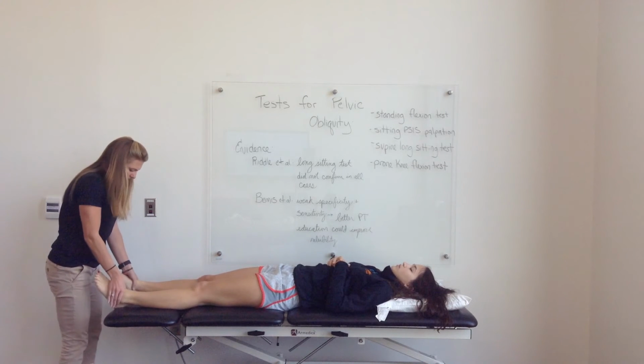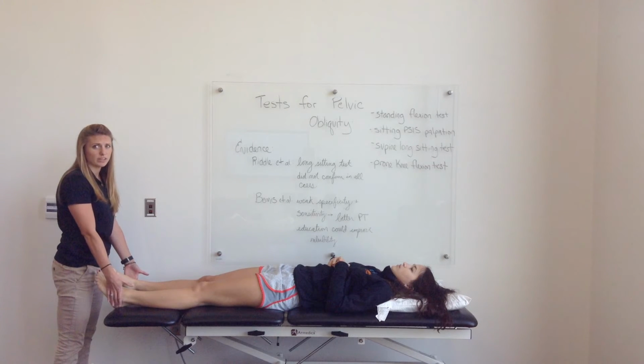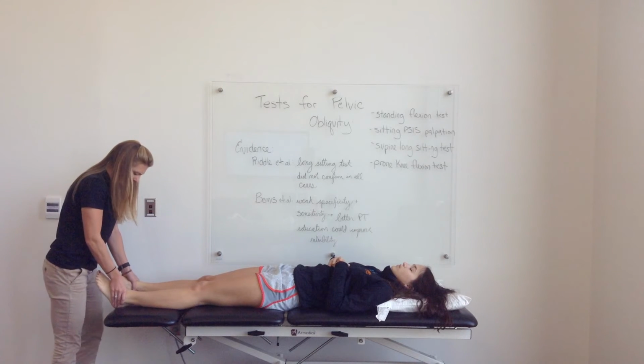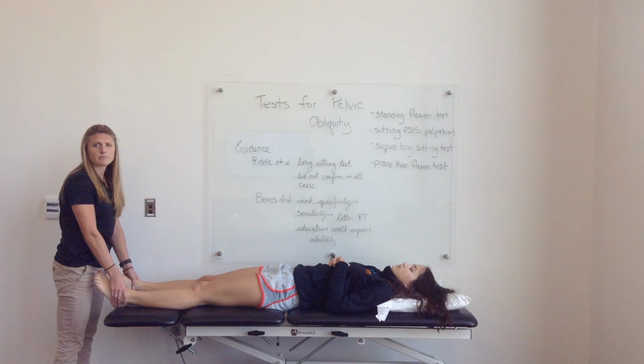And then the next step, you're going to compare the lengths of the legs by palpating the inferior aspects of both medial malleoli to see if the patient has a leg length discrepancy. So you're going to get right down over the top of the malleoli, put your fingers underneath, and you're looking to see if one leg is longer than the other.